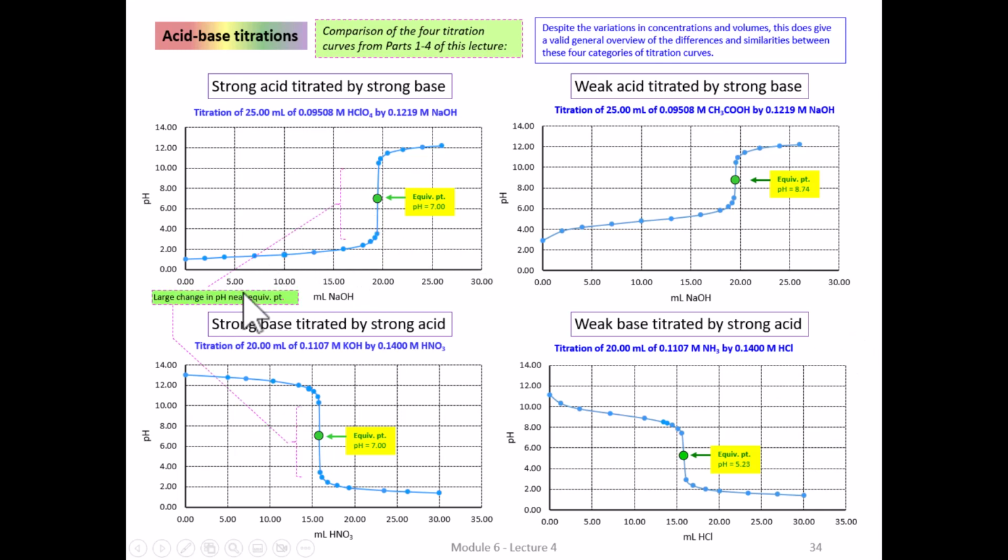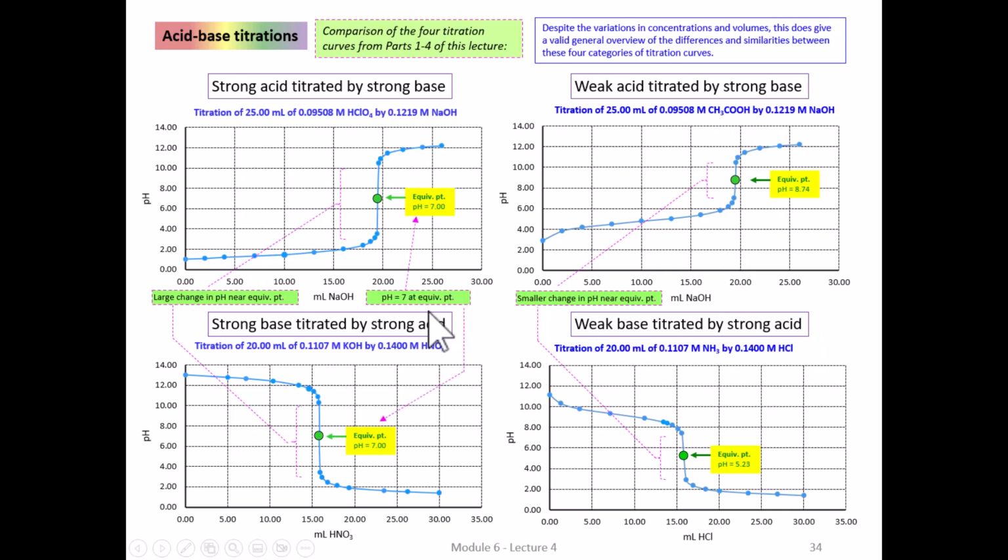One of the first things we noticed was that when we react a strong acid with a strong base, whether the pH is rapidly increasing near the equivalence point for this titration or rapidly decreasing near the equivalence point for this titration, we found that the change in pH near the equivalence point was quite large, as opposed to a much smaller change in pH near the equivalence point when we have a weak acid or a weak base in that flask.